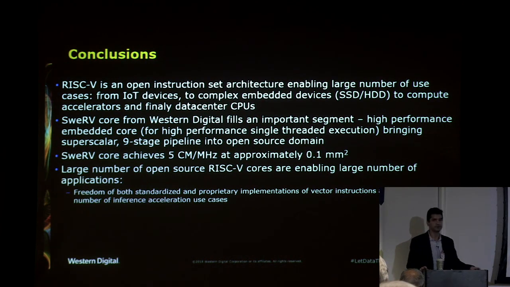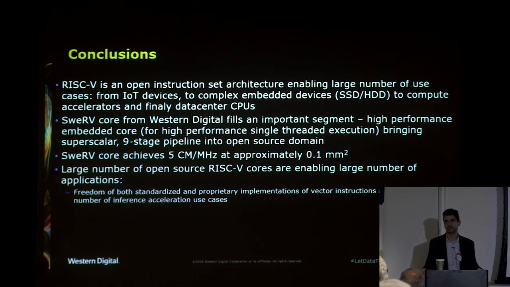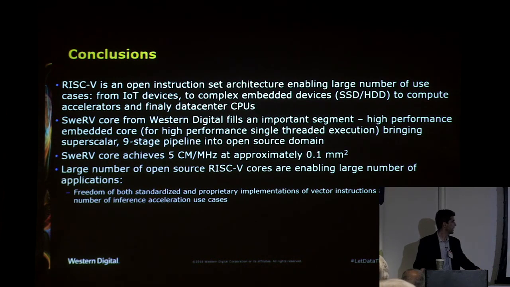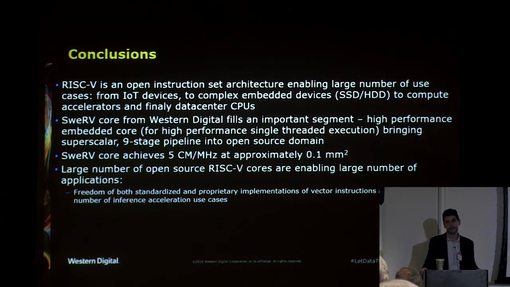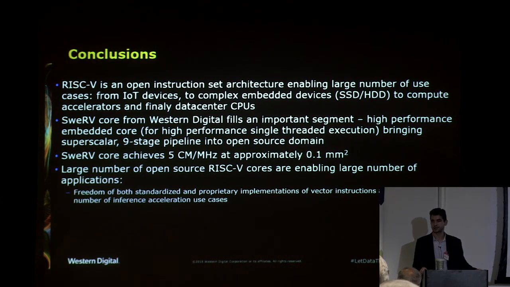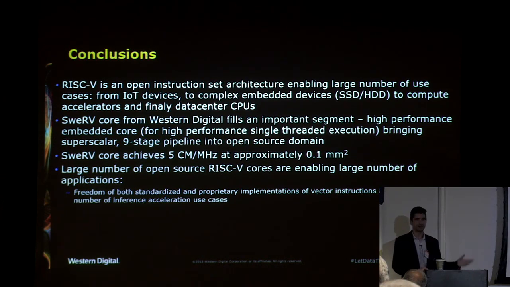SweRV Core achieves 5 CoreMarks per megahertz, a nice result, and about 0.1 millimeter square area. And a large number of open source RISC-V cores are enabling a large number of applications, and you have full freedom to add your own instructions, to use standardized instructions, to participate in standards with your point of view and vote, so that the compiler guys support what you really want architecturally. Now is the time. Now is the time. So that's my last slide.